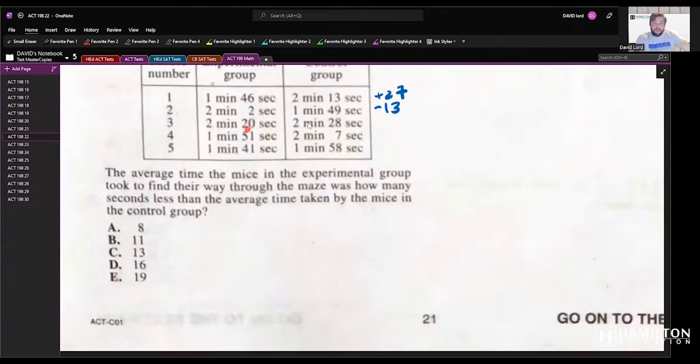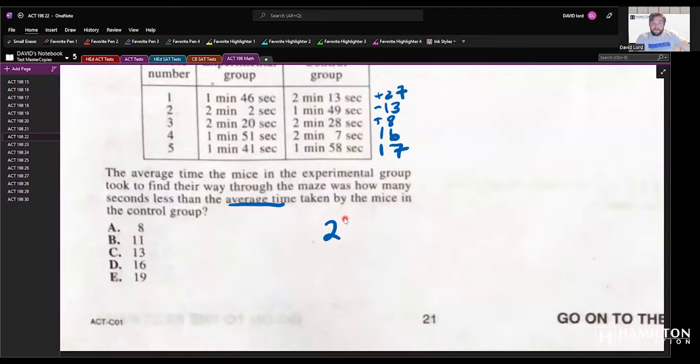Next one, it went up 8 seconds in terms of control group. This one's going to be 9 to get up to 2 minutes plus another 7, so it's going to be 16 seconds. And then 41 to 58 is 17 seconds. So we're going to add them all up, and since it's average time, we're going to then divide by 5.